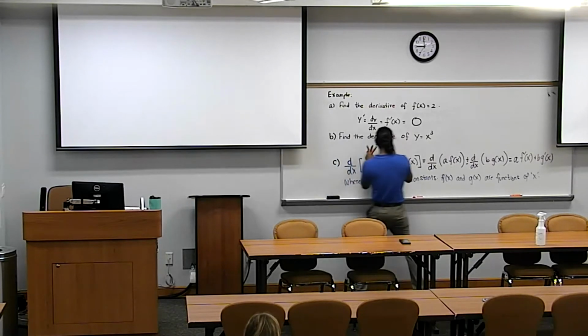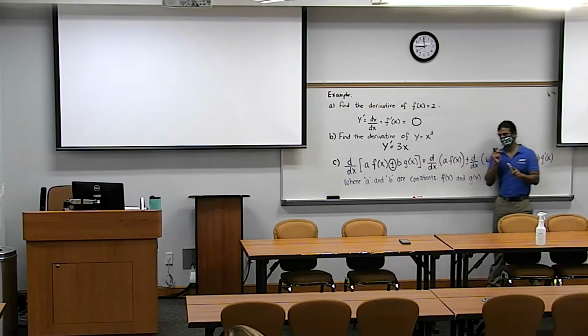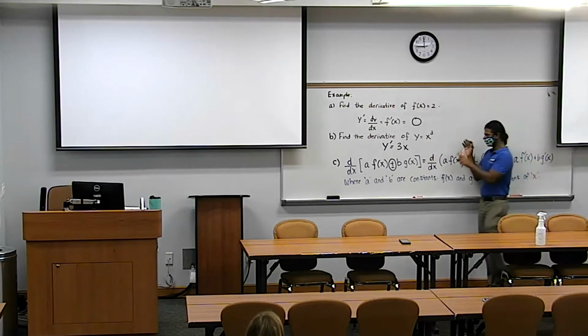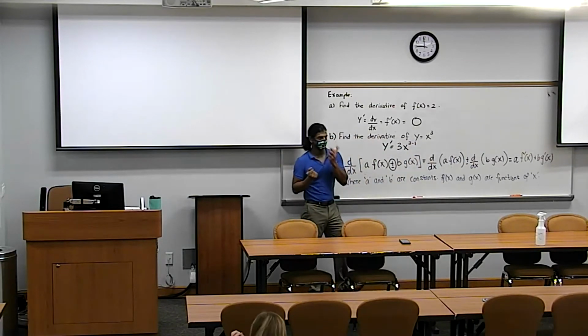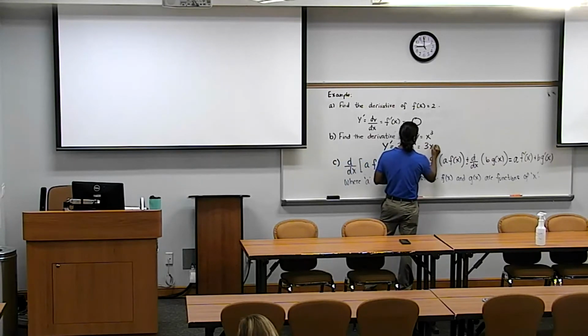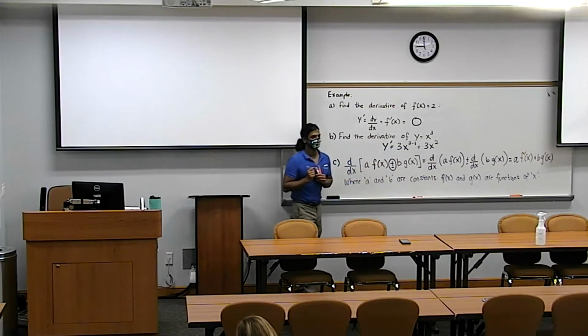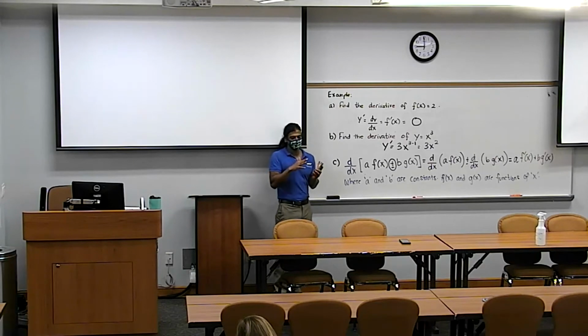3x. 3 moves to the front, and you have x, and what happens to the power? Minus 1. So you have 3 minus 1. Good? You simplify that to 2? Yeah. So the answer would be 3x squared. Good? Now, which is easy? Finding the difference quotient, then taking the limit, then finding the derivative, or that? Obviously this.